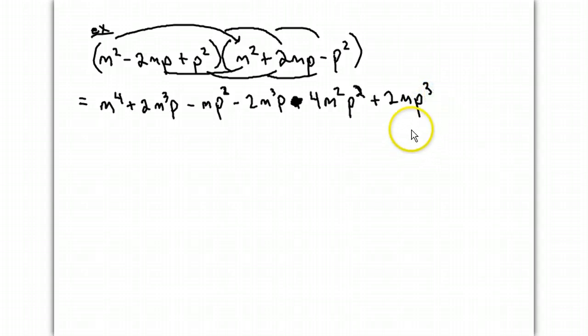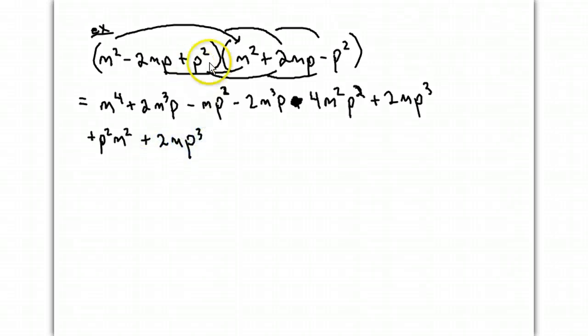So right now, I just did the first two terms. Now I still have one last term, which is the p squared. I'm going to put that at the bottom. So p squared times m squared. That gives me a p squared m squared when you put it together. And then p squared times 2mp gives me a positive 2mp to the third, because I would add the powers of the p's. And then the p squared times the negative p squared gives me a negative p to the fourth, because you add the powers.